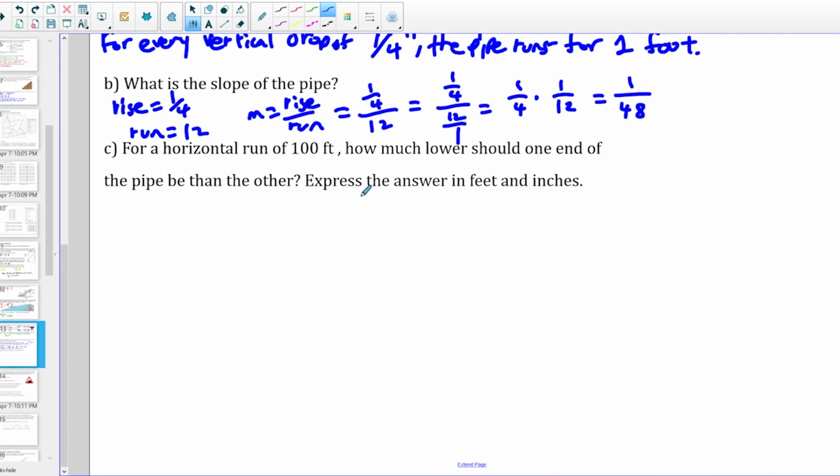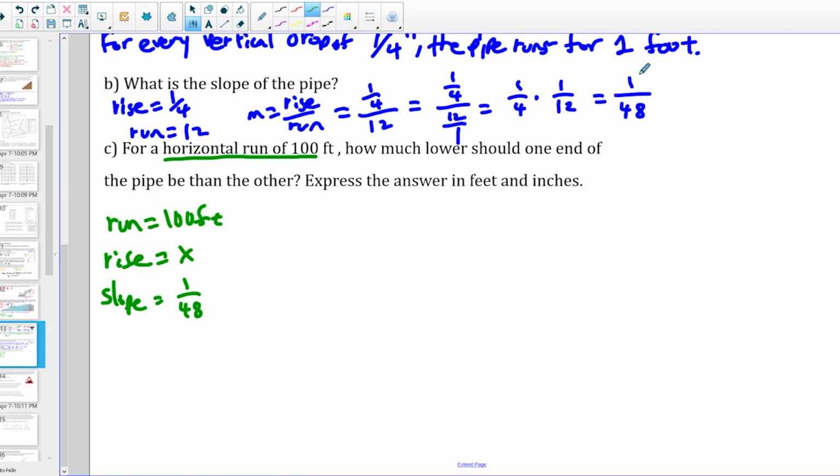For part C, it asks for a horizontal run of 100 feet. How much lower should one end of the pipe be than the other? Express the answer in feet and inches. So we have a couple things to take note of here. Since we are looking at a horizontal run of 100 feet, we already know that the run is 100 feet. Our rise, though, is what we need to figure out. So I can put a question mark, and maybe I'll actually write it as x. And we know the slope is equal to 1 over 48. And we found that out from our previous answer.